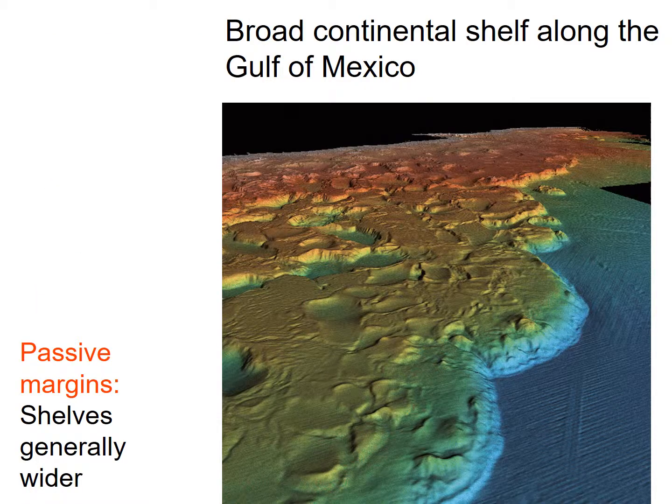Passive margins generally have continental shelves that are wider. In this image, you can see the continental shelf along the Gulf of Mexico. The black color in the background is the land, and the brownish color is higher elevation. What's very typical for the Gulf of Mexico are these pockmarks along the continental shelf, and that has to do with salt tectonics.